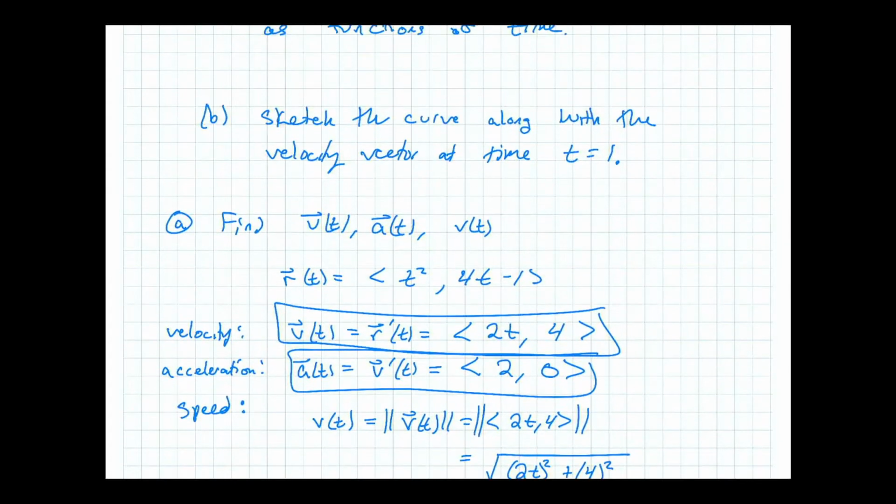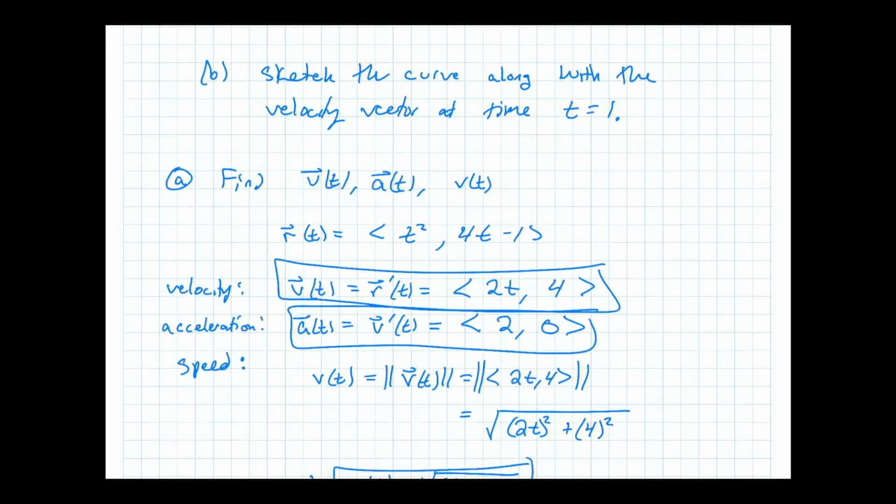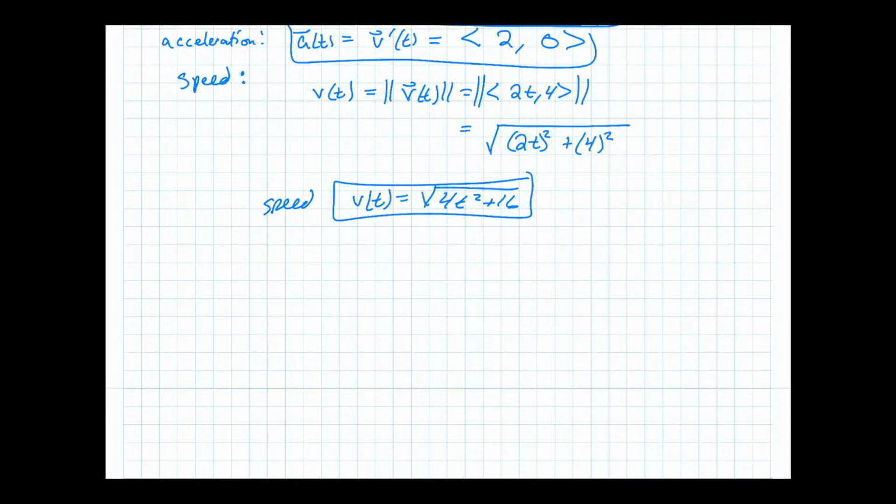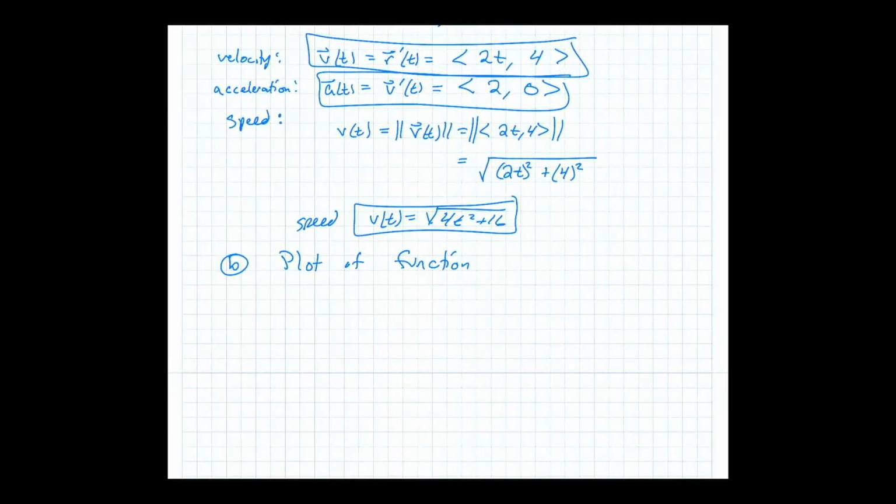Okay, now they say sketch the curve along with the velocity vector at time t equals 1. So what you would have to do here if you were going to do this purely by hand is first we would need the plot of the function. There's not really going to be a shortcut if you're doing this purely by hand. You would just have to make a table of values of t and r of t.